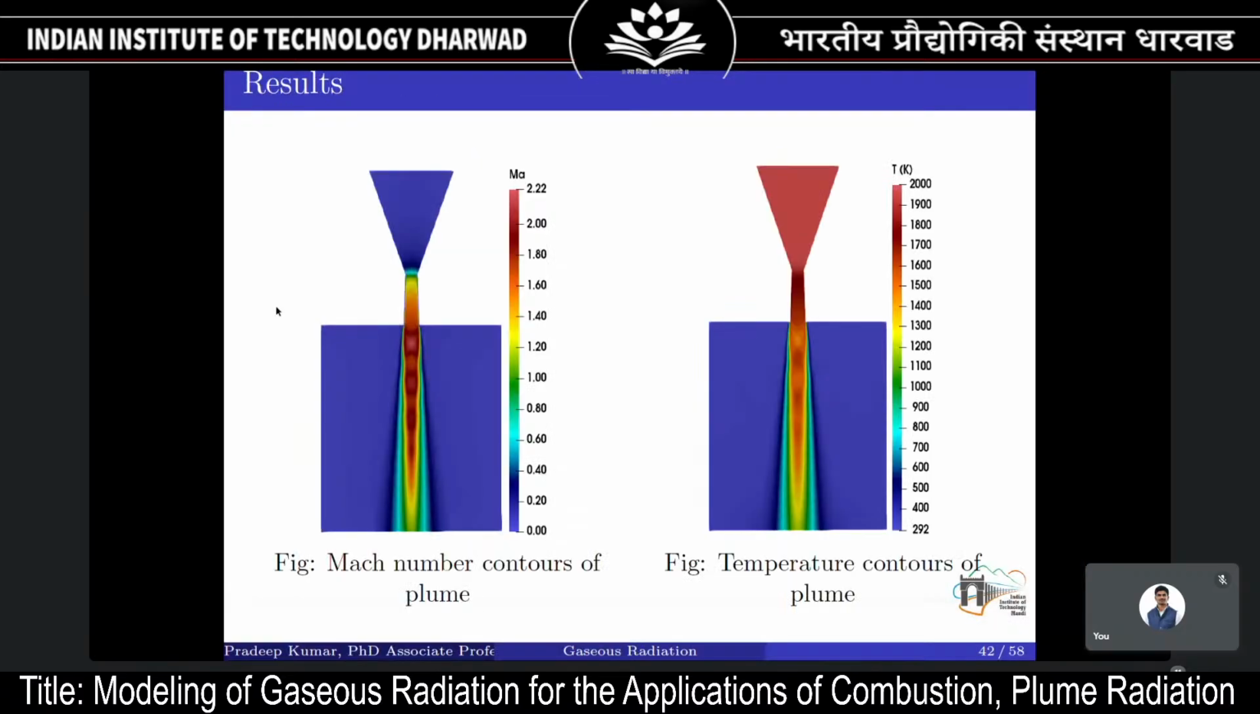Okay, so at steady state, we are getting speed up to 2.22 Mach number. And the temperature is coming up to 2000 Kelvin, and this is the distribution of temperature. This is how temperature is getting distributed. And you clearly see the SOx and all those things, and there is discontinuity in temperature as well.